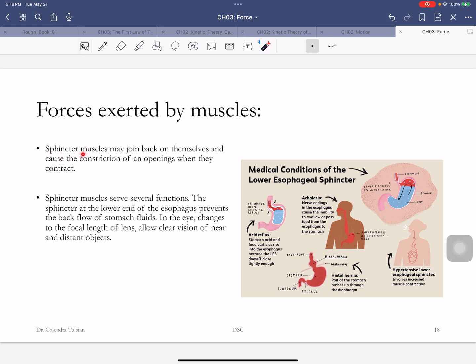We also have something called sphincter muscles. Sphincter muscles are sort of spherical muscles. They close in on themselves, and their purpose is to open and close pouches. So for instance, there is a sphincter muscle that will close the stomach and prevent acid from flowing back into your esophagus. So it prevents acid reflux. So these sphincter muscles open and close pouches.